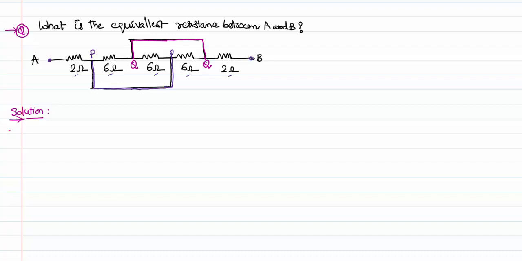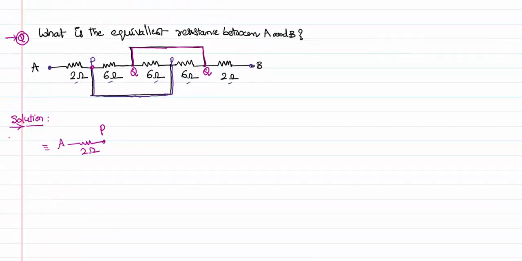Once you understand, you can redraw the equivalent circuit of the above circuit. I'll keep the A as it is. There is a 2 ohms at the A. Notice, here is a point P. From P to Q, between point P and Q, there is a resistance of 6 ohms. So let me draw that. 6 ohms. So what I am referring to right now is this resistance.